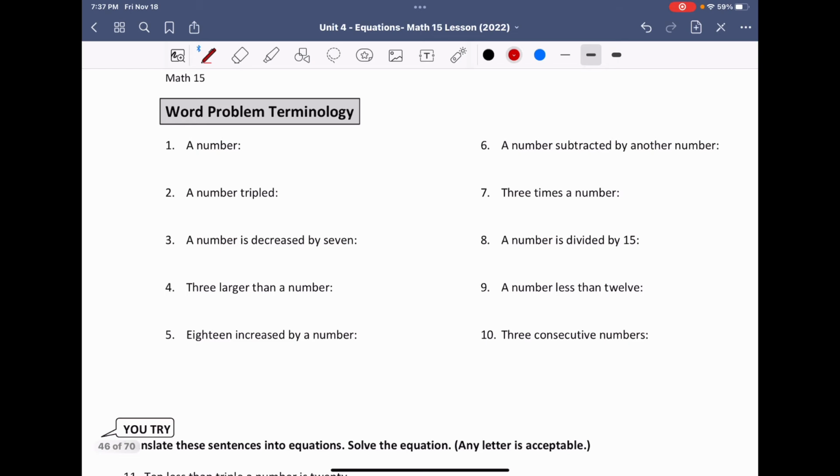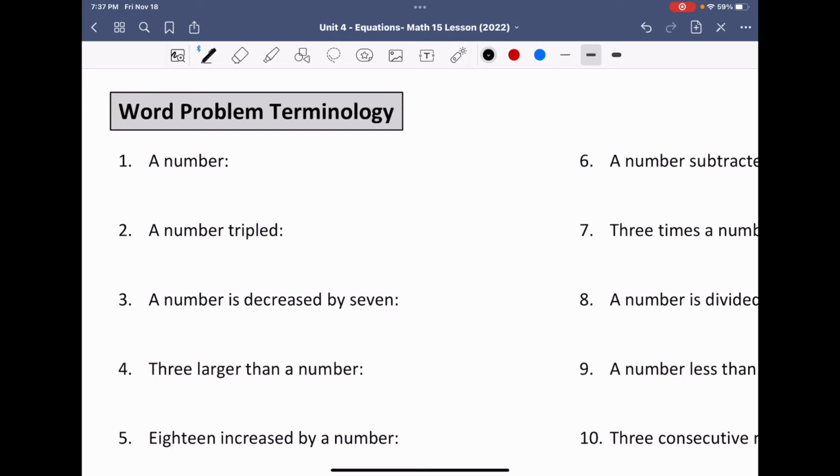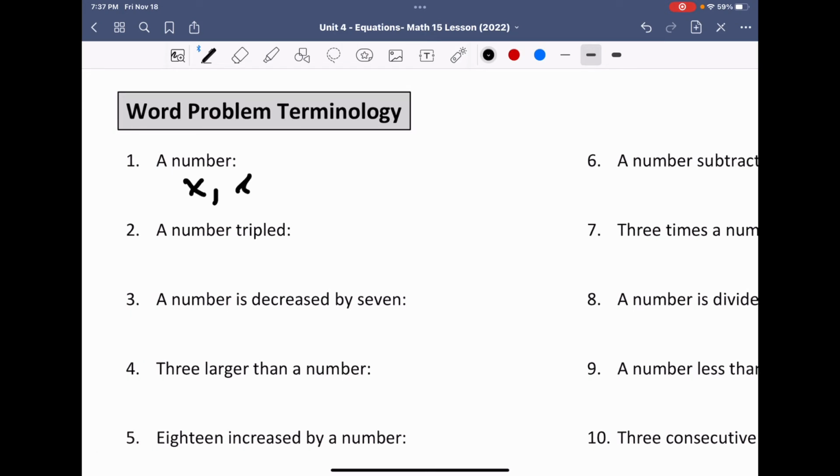Okay, now, word problem terminology. This is where we want to go through and just say, if we look at a problem, what are they actually talking about in terms of the instructions to do with the variable? Well, first of all, if they just ask us for a number, that could really be anything. It could be an X, it could be an L, it could be a P, whatever we want to assign as the number or the variable.